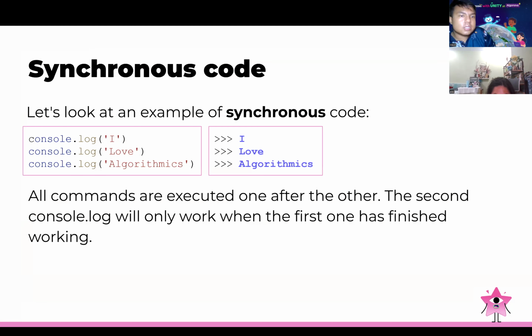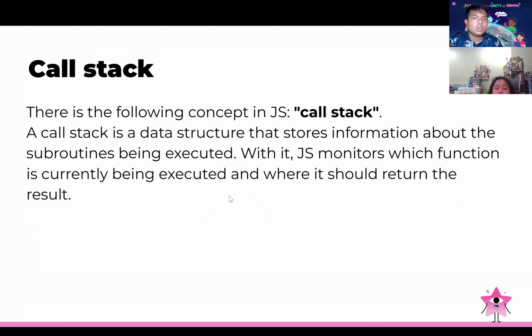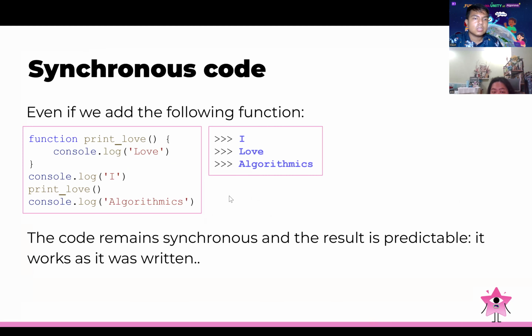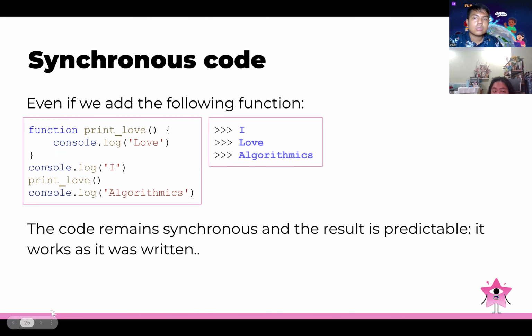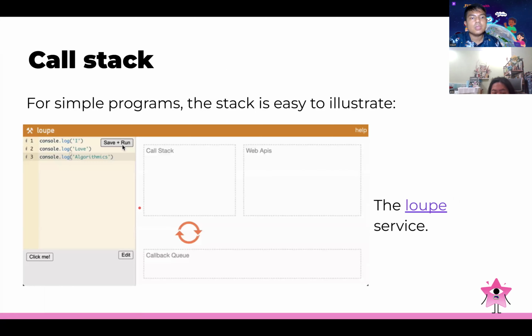So synchronous is like this console. This is a synchronous code. When we are talking about synchronous code, everything is clear in the code. You can see this code is just printing I love algorithms.